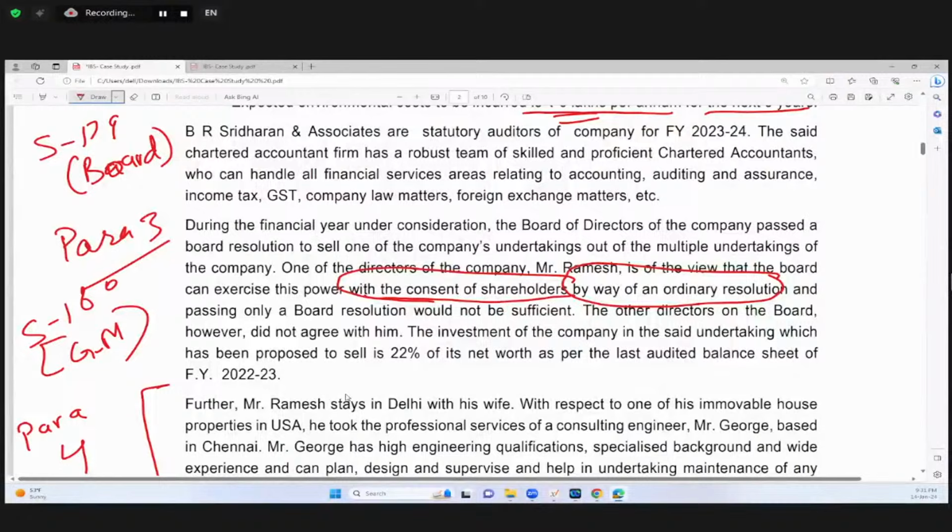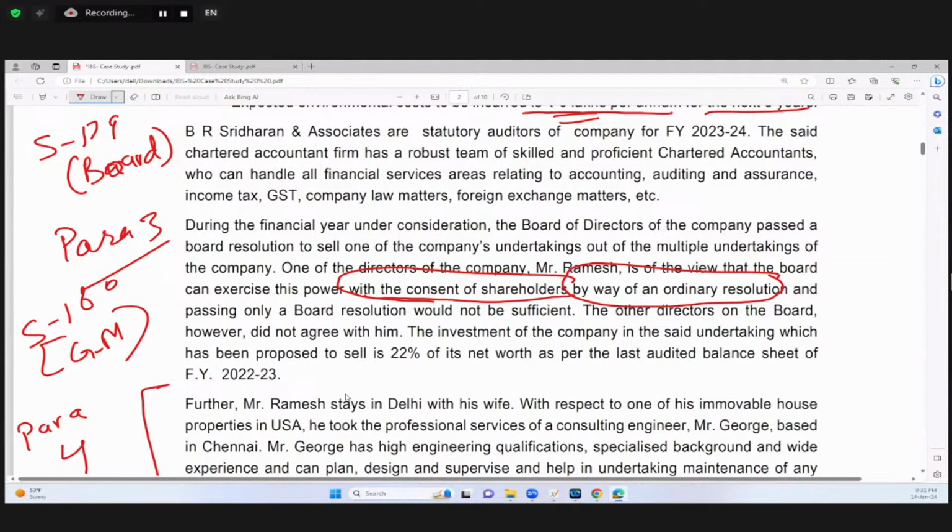So, our Section 180 covers restrictions on powers of the board. These are types of restrictions, things that the board cannot do on their own, which the board of directors cannot do on their own. For those items, the board of directors have to go to the shareholders at the general meeting by passing an ordinary resolution or special resolution. So, what are the powers which are covered under Section 180?